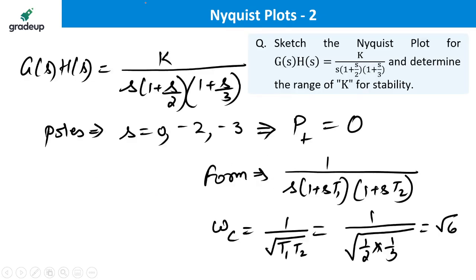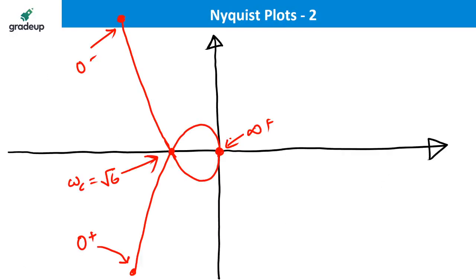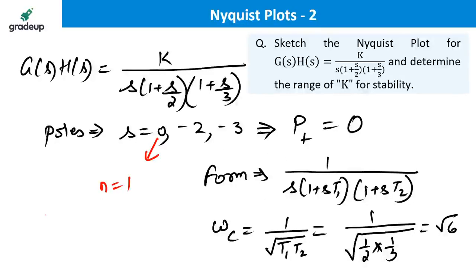What is the value of n? This will tell you that the value of n is 1. The number of poles of G(s)H(s) at origin is 1. Square root of 6 is a positive number, but I am not saying this point is root 6. This point is obtained for omega equal to root 6. There is no omega axis here; we are just highlighting omega, that is why we write omega separately. I'm telling n equal to 1.